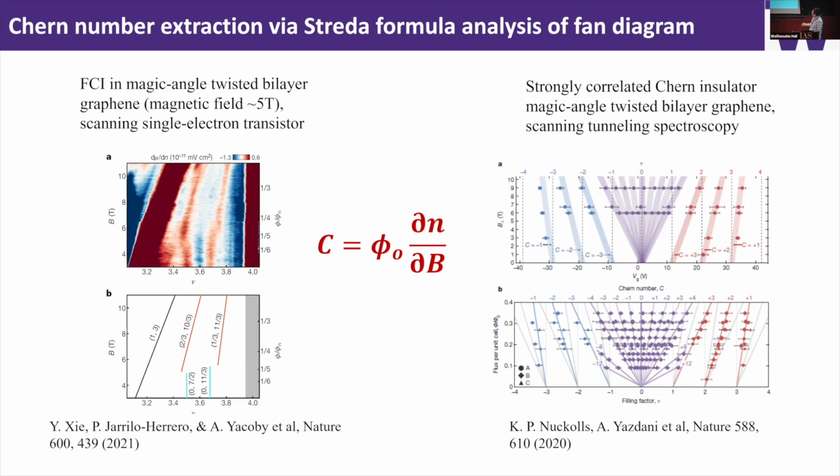So here I show two examples, right? One is from Amir Yacoby's group. They used SET measurements to measure magic angle twisted bilayer graphene. That's how they infer, right?